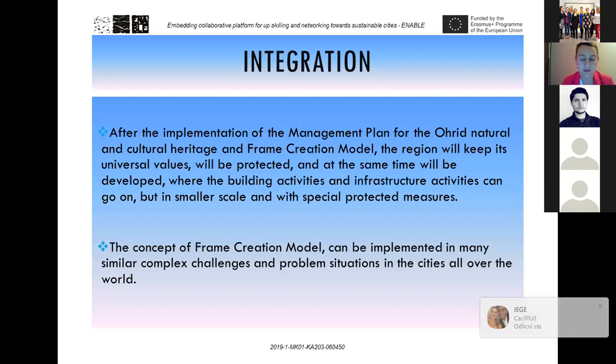So as you can see, this concept of the frame creation model can be implemented. In this case it was on a regional level, but it can also be implemented on a global level, on an organizational level within companies and organizations, on a local level, and also on a personal and individual level. So this frame creation model can be implemented on many levels, and I hope that it will be very useful also for you.